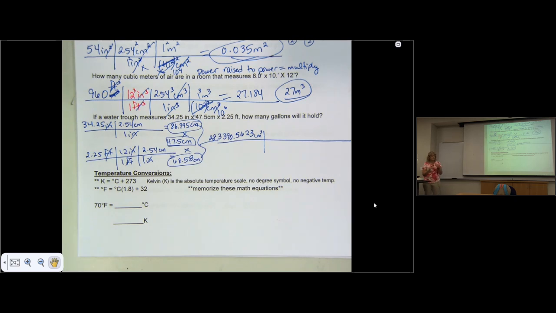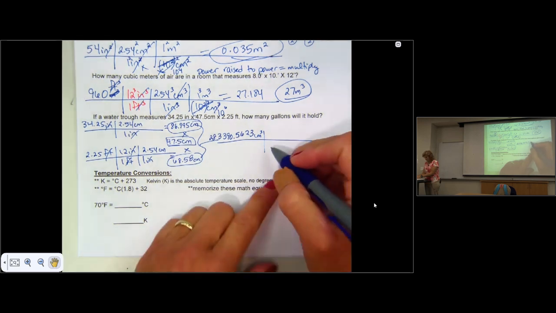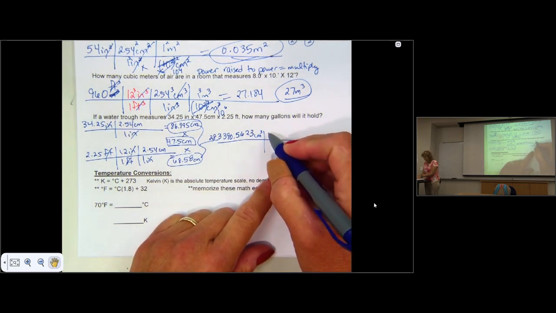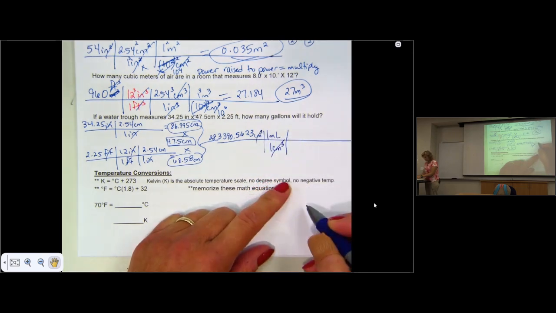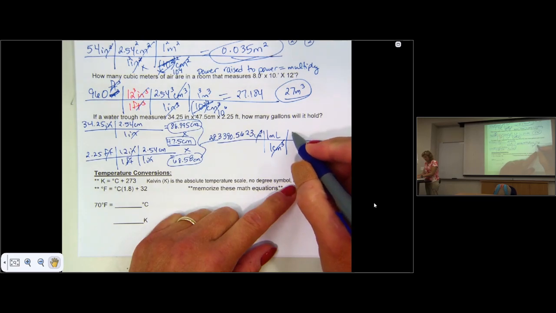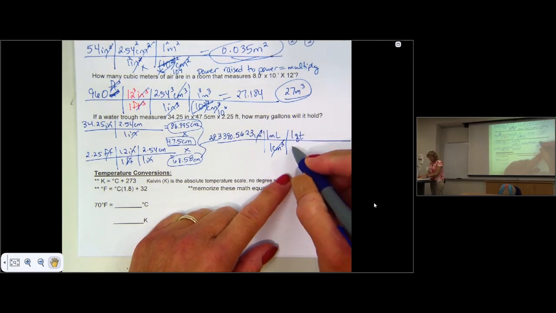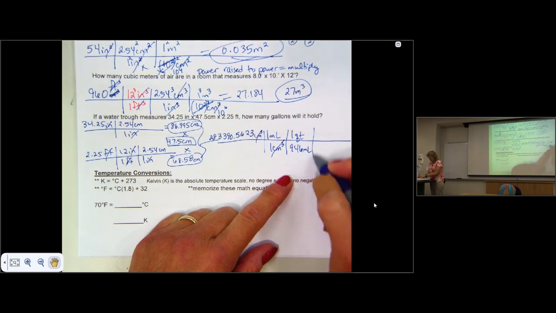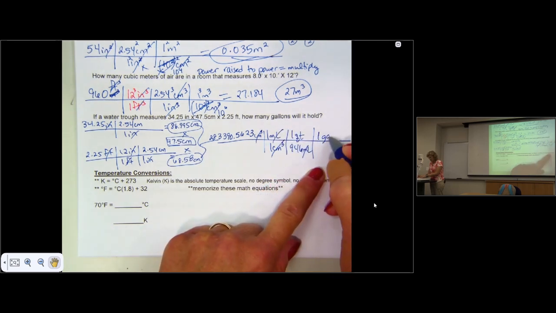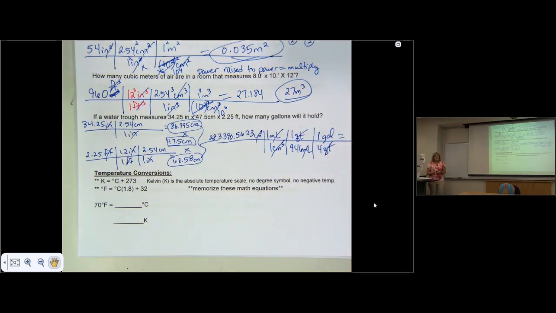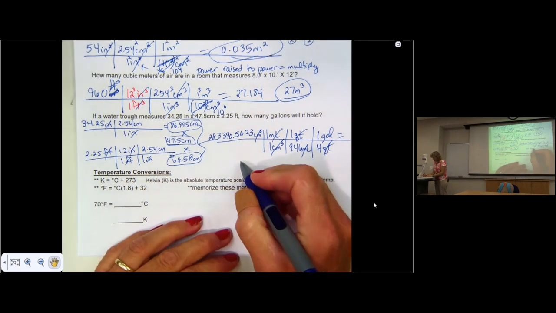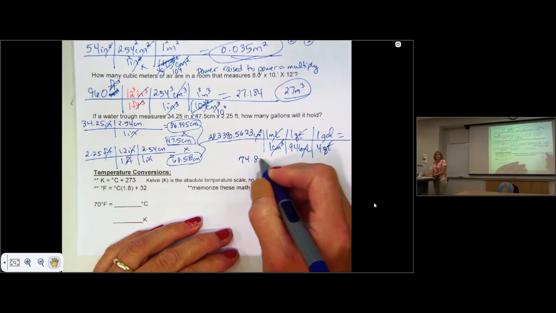Now, what do we do? What's the next step? 1 milliliter is 1 centimeter cubed. Centimeter cubes cancel. What goes on top? 1 quart. Keep going. And 1 gallon, 4 quarts. Good job. Calculator gives you 74.89179, something like that.